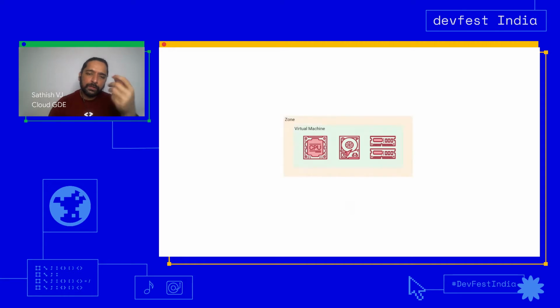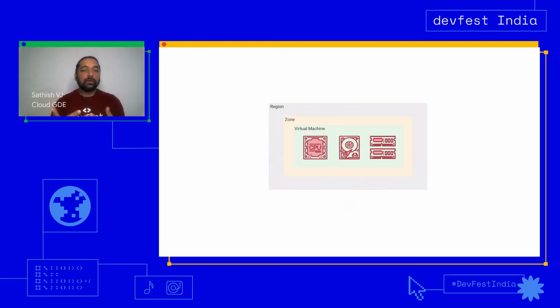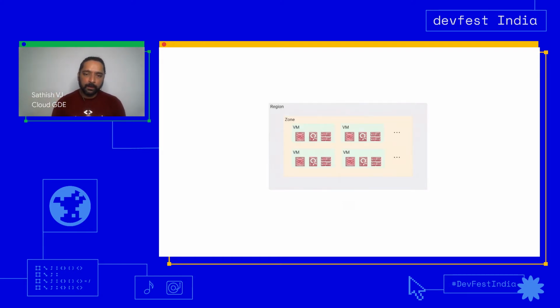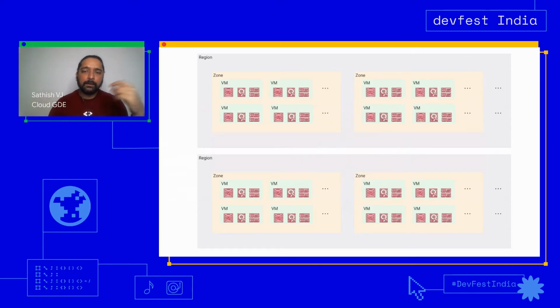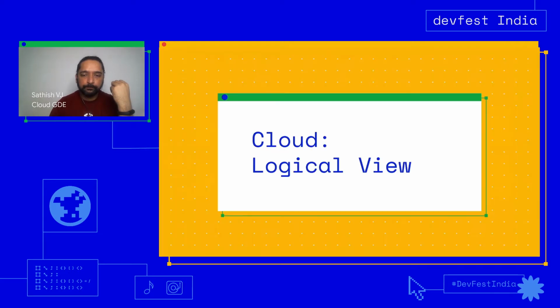So this virtual machine that you saw is going to be in a zone, and that zone is going to be in a region. Of course, in a zone there are going to be multiple virtual machines, and in a region there can be multiple zones. We saw that typically there are 3, and of course there are many of these regions spread across the world. So now we've got a physical view of what is provided to you.